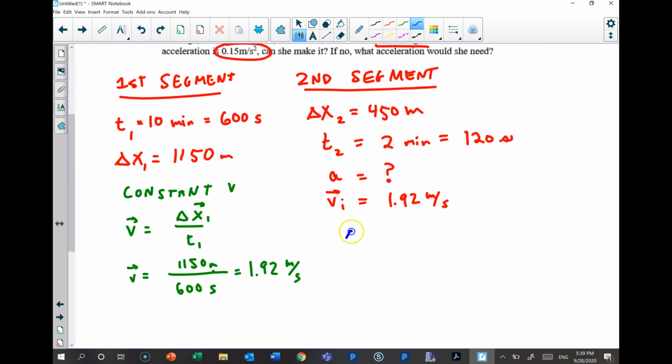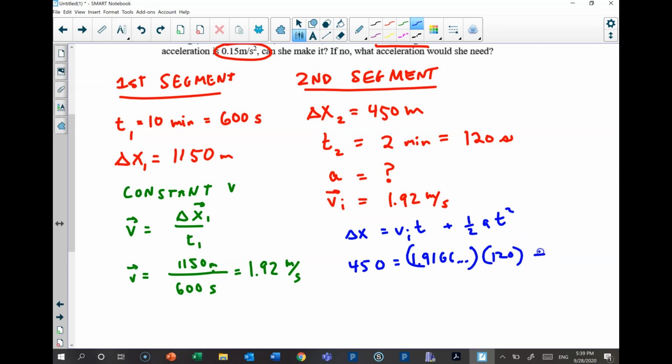So we write that equation down, and then we're going to plug in the values that we have above. So delta x is 450. VI is 1.91666. And of course, you use the unrounded value when you calculate. T we know. 120. The acceleration is what we seek. We square the 120. And when we work this out, we get an acceleration of 0.3 meters per second squared.